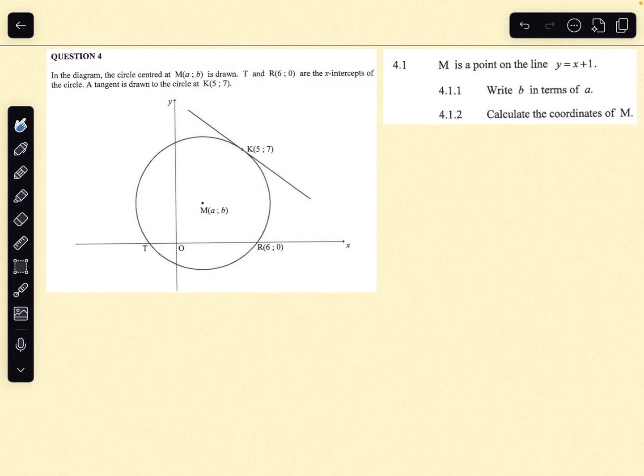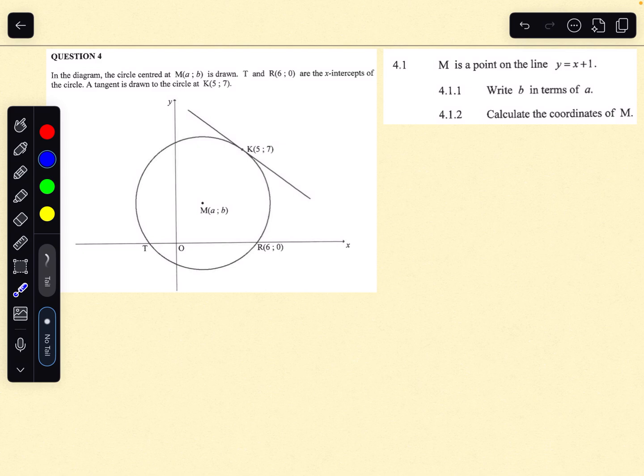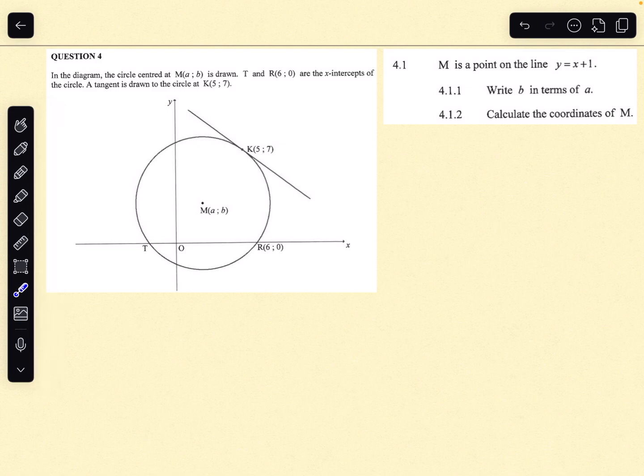Today we are looking at the department's May 2022 paper 2, and we're looking at question 4. It says, in the diagram, the circle centered at M(a, b), so we don't know what the coordinates are, is drawn. T and R(6, 0) are the x-intercepts of the circle. A tangent is drawn to the circle at K(5, 7). Okay, so there we go.